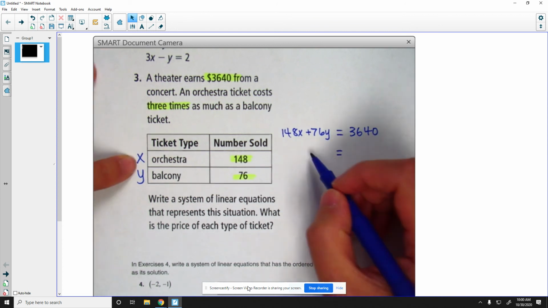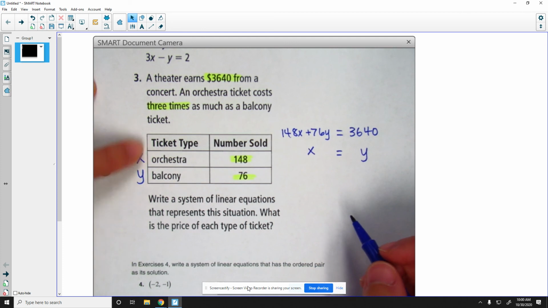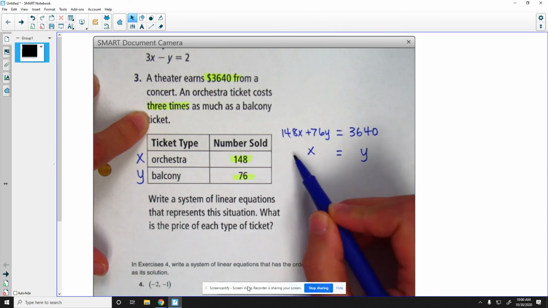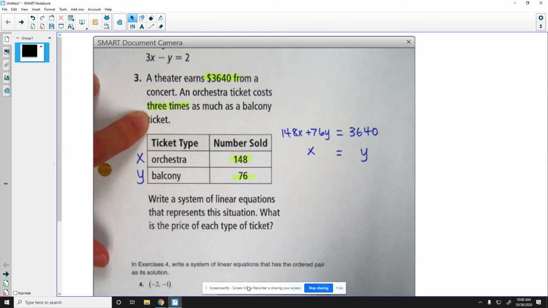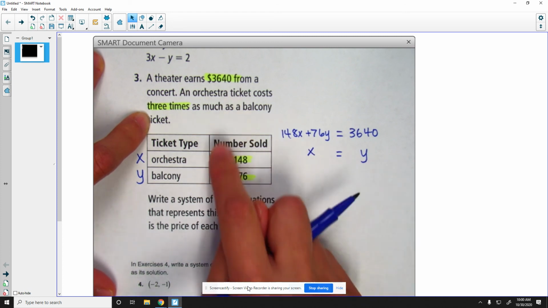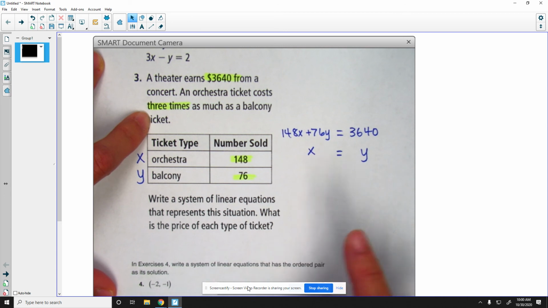I'm comparing orchestra tickets, which is X, with balcony tickets, which is Y, but one is 3 times as much. So in other words, I have to times one of them by 3, and this is the confusing part because everyone always reverses it. Which letter, if orchestra costs 3 times as much, needs to be multiplied by 3? Luis? That's what everyone gets confused with.